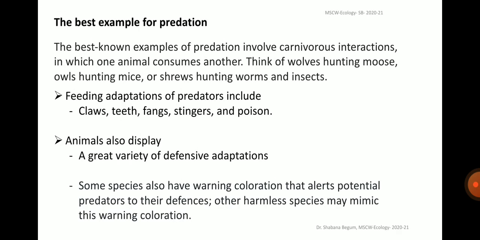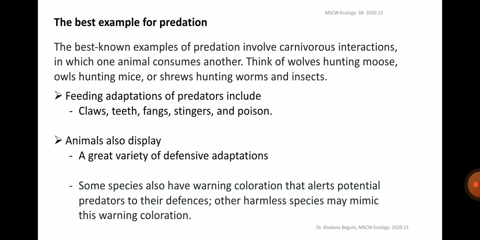The best known example of predation involves carnivorous interactions in which one animal consumes another, like wolves hunting moose, owls hunting mice, or shrews hunting worms and insects. The feeding adaptations of predators include strong and sharp pointed claws, canines, which are again strong and pointed, fangs, stingers, and poison.